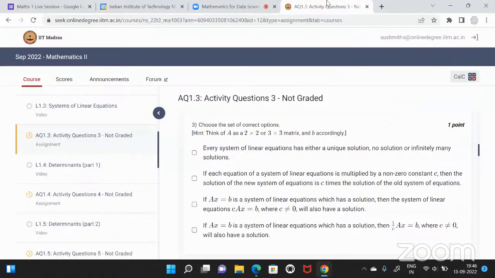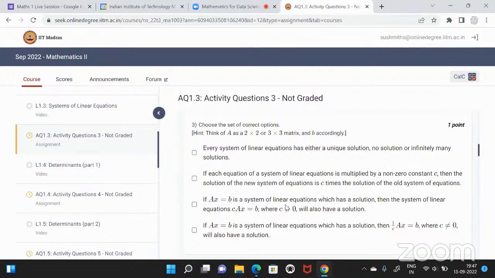Hello, ma'am. I have a doubt in activity question 1.3, question number 3. I earlier asked this, but I didn't get it. Okay. In that, C into AX is equal to B. I am not getting it. Actually, I asked it earlier, but I didn't get it at that time. C into AX. Third option, is it?